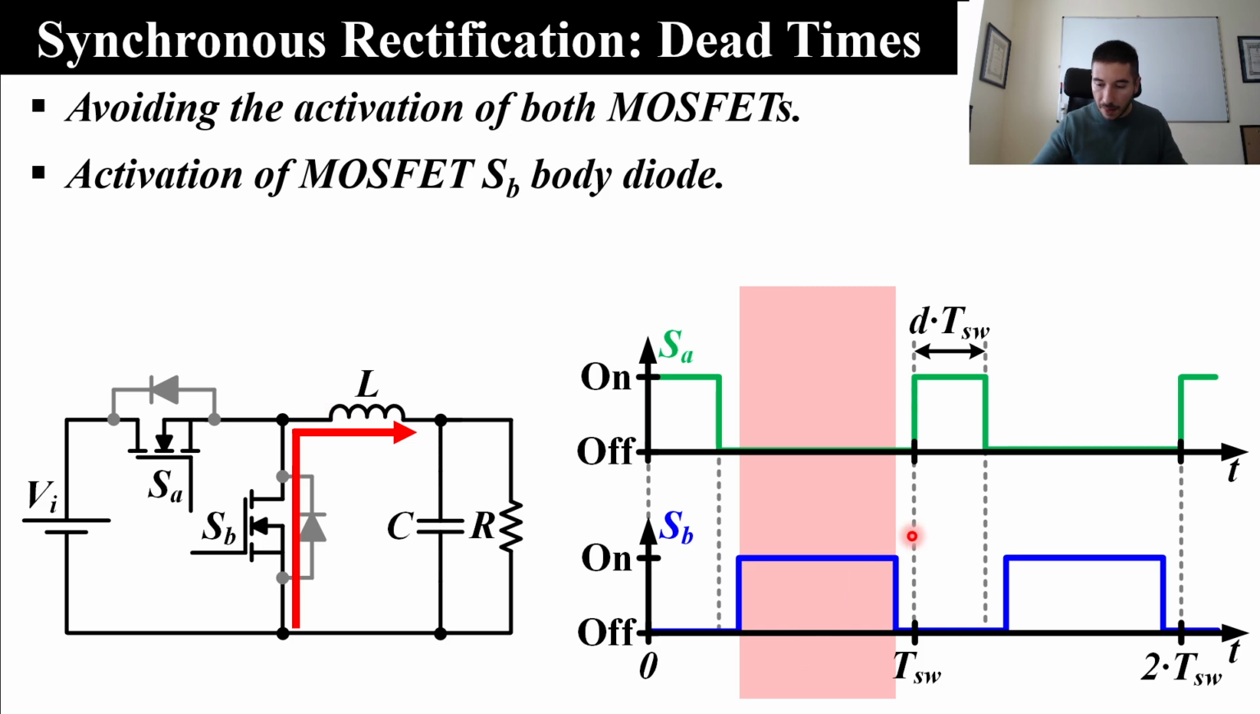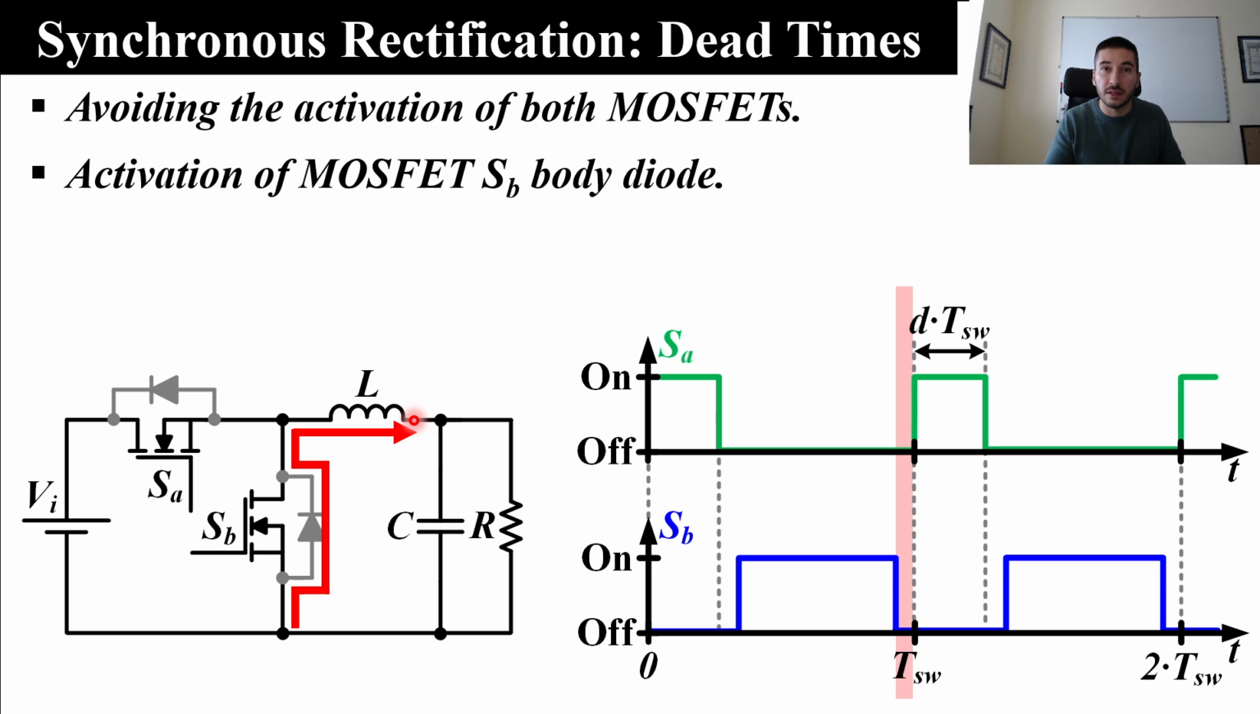And then we have another dead time. What is the current path for the inductor current? This MOSFET is off, this MOSFET is off, and we have current flowing in this direction. The answer is that it will activate the body diode of MOSFET SV. So in summary, during the dead times, the body diode of MOSFET SV is activated.